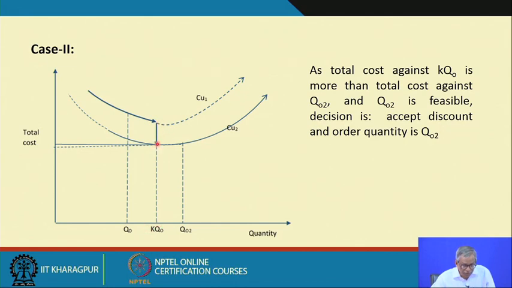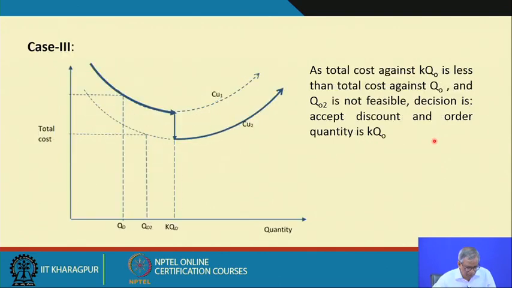Now from here you reach this second curve, and the second curve represents the price discount with the price of CU2. Now what will be your decision? That means you can pass like this, and as the total cost against KQ0 is more than the total cost against Q02, again the Q02 is feasible, okay, you can reach Q02. The decision is accept discount and order quantity is Q02. So that is the second case.